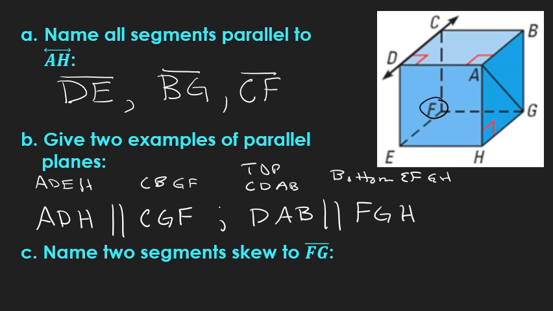All right, so example C. Name 2 segments skew to segment FG. So if we look at where segment FG is on this picture, FG is this segment along the back side. So we cannot use any of the segments that are parallel to that. So we need to look at segments that do not intersect but are not in the same plane. So one example might be this line up here, CD. You could use AB. You could use AH. You could use DE.